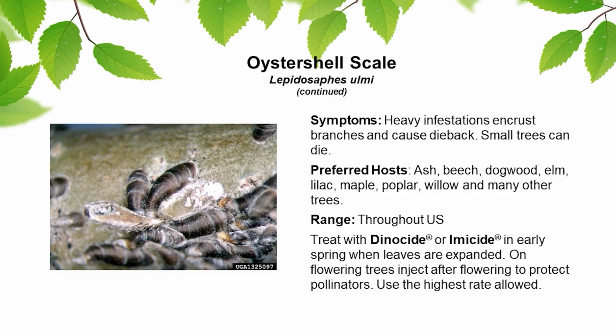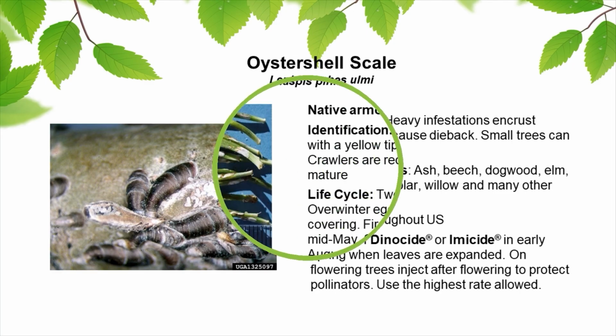Oyster shell scale can be managed with Dynacide or Imicide applied in early spring when leaves have expanded. On flowering trees, inject after flowering to protect pollinators. Use the highest rate allowed.